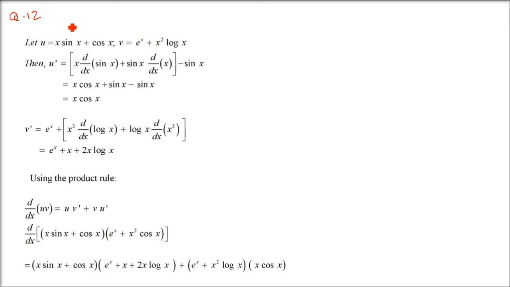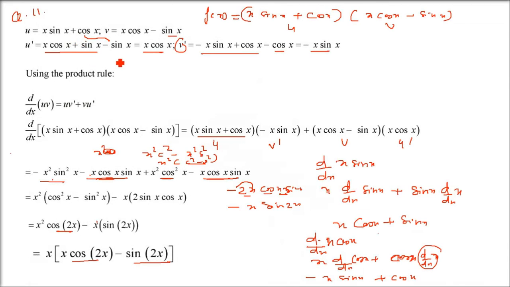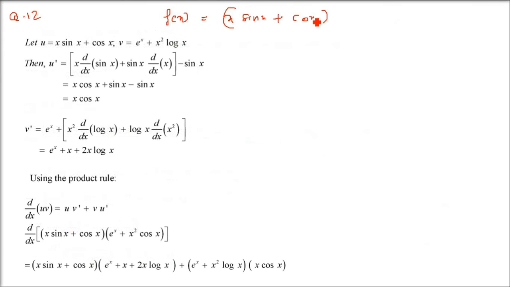Now this is question number 12. We have f(x) as x sin x plus cos x, and then we have just done it. That will come as x cos x, so I will directly write x cos x for this one. Then we have the second one as e raise x plus x square log x. So this is u and this is v.